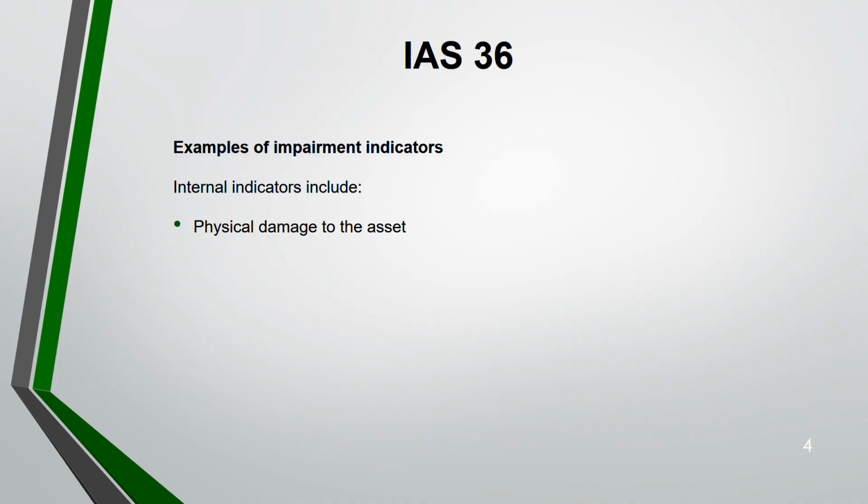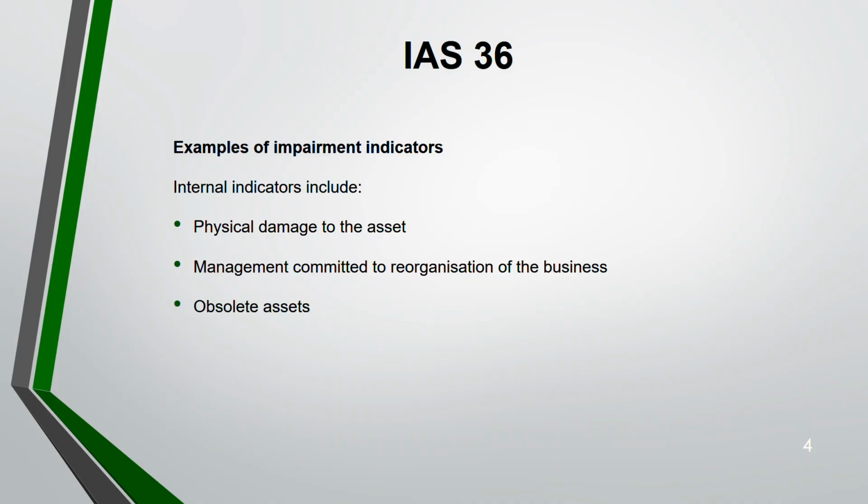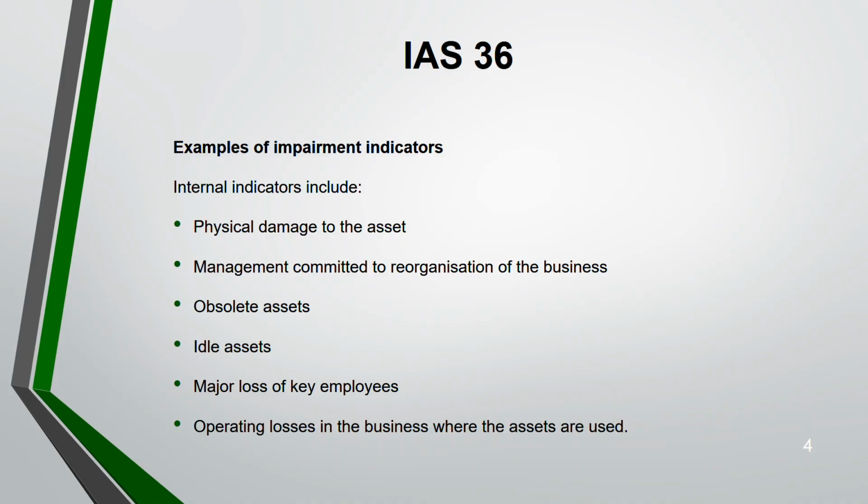Now, internal indicators: physical damage to the asset, management committed to reorganize business, obsolete asset, idle asset, major loss of key employees, operating loss in the business where the assets are used. Remember, these are inside the organization. But you can extend the life of the asset by repairing the asset frequently, by buying a new asset, by not keeping the asset idle, by retaining the key employees. You can somewhat have a little bit of control over the internal indicators, but external indicators are beyond your control.